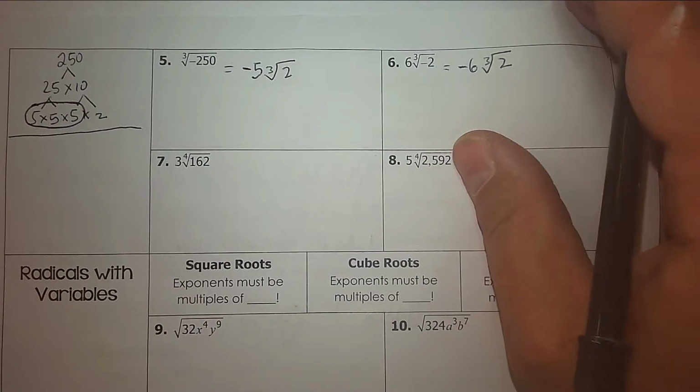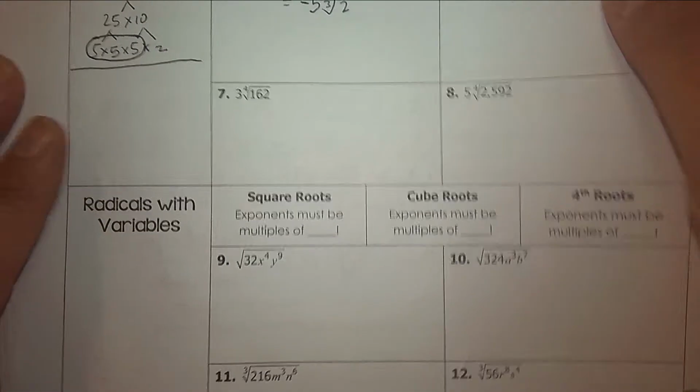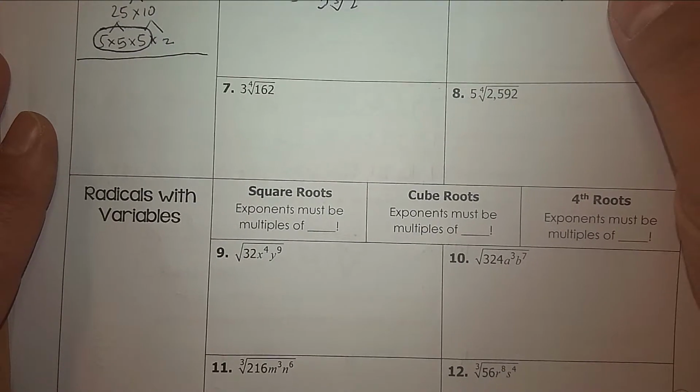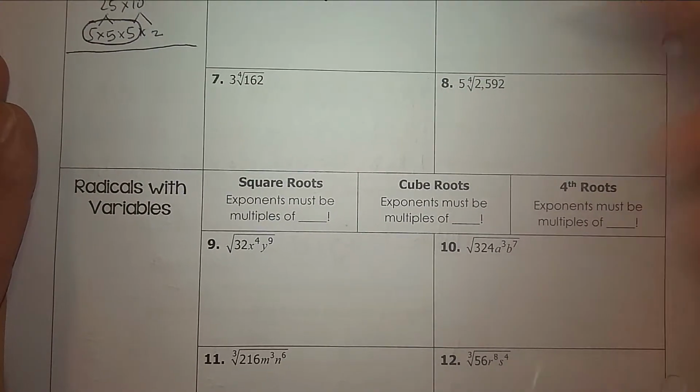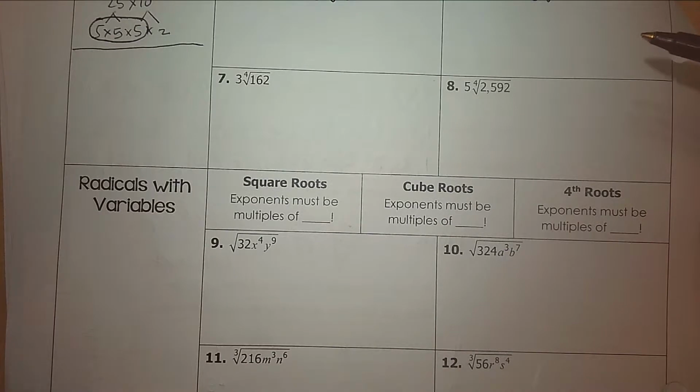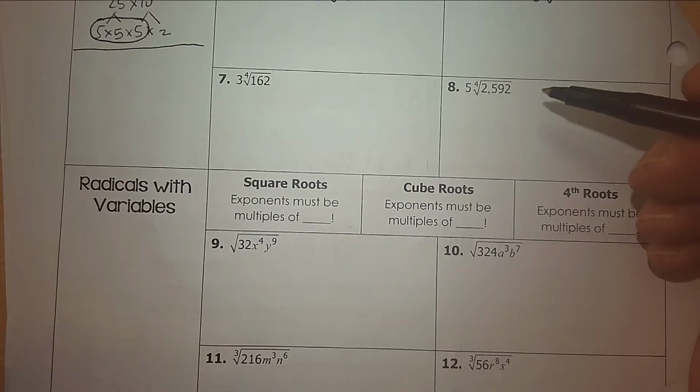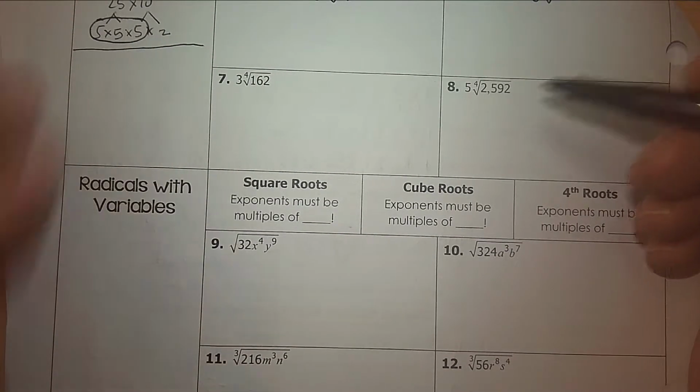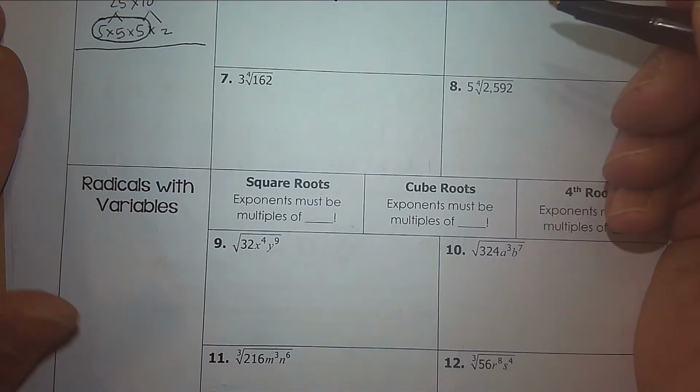Okay, 162. Fourth root. So guess what you're going to have to do? Do you know your times tables? Do you know the fourth root that goes into it evenly? Like I can see it, but can you see it? Okay, so can we do a tree again together?